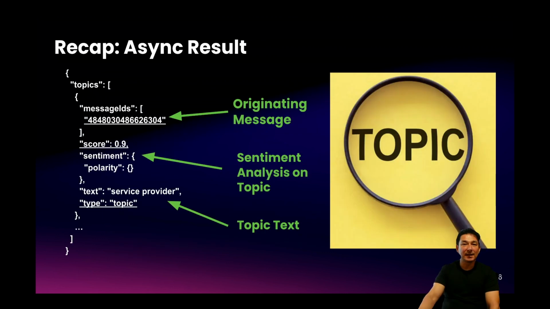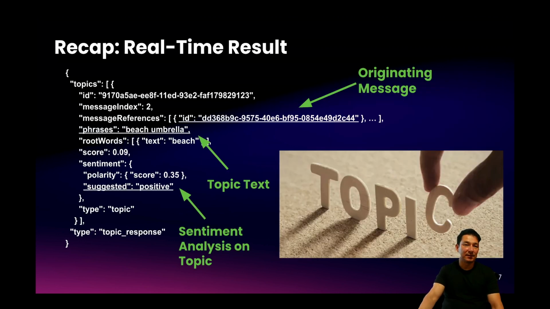This is what a typical asynchronous result on a topic looks like. You have references to the originating message IDs that contributed to this topic, and you also have the sentiment score for the topic. When you're doing real-time analysis using WebSockets, this is what the topic notification looks like. Again, you have the ID for the originating message that triggered this topic, the root words that contributed to this topic, and the sentiment score.